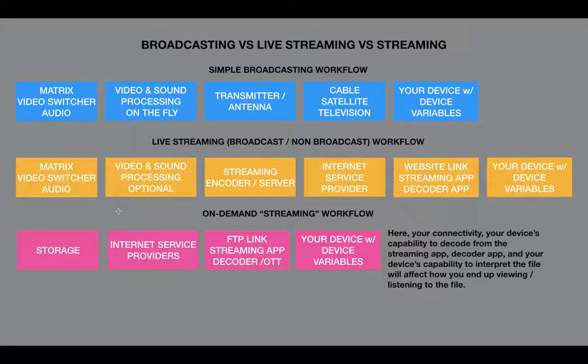Live streaming for broadcast and not broadcast models works out this way. You will have a matrix that will combine video and audio. You may have a video switcher. You may have an audio mixer. And all these things are wired together, and they may or may not go through some sort of video and sound processing that is separate from the video and sound processing that is used on the fly to go to the transmitter and the antenna on the broadcasting workflow. This is a separate type of audio and video processing, and that's why it is optional.